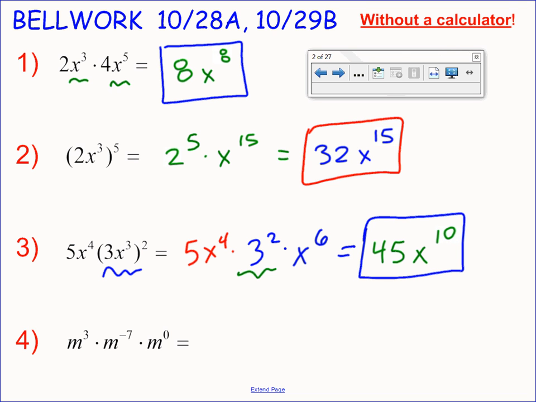All right. So we also need to be able to handle negative exponents, and we could rewrite that as a reciprocal.